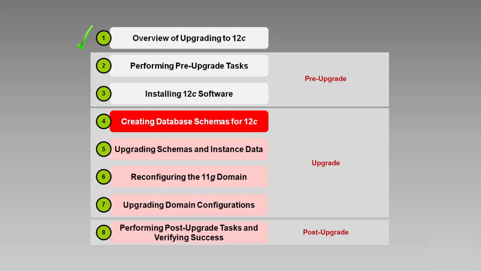We've taken care to verify our pre-upgrade requirements have been met, including making sure our operating system, JDK, and Oracle database are certified to work with 12c. We've installed the version 12c software in a new Oracle home directory. Now, in this video, we're going to stop our 11G servers and other processes and create the new schemas required for version 12.1.3.